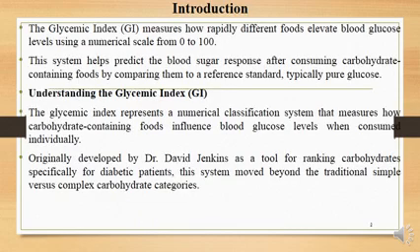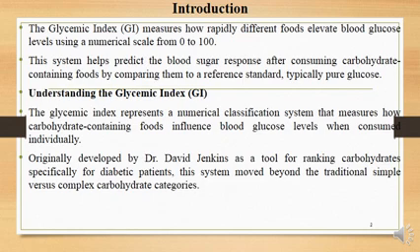Introduction. Glycemic Index (GI) measures how rapidly different foods elevate blood glucose levels using a numerical scale from 0 to 100. This system helps predict the blood sugar response after consuming carbohydrate-containing foods by comparing them to a reference standard, typically pure glucose. Understanding the GI, that is, glycemic index.